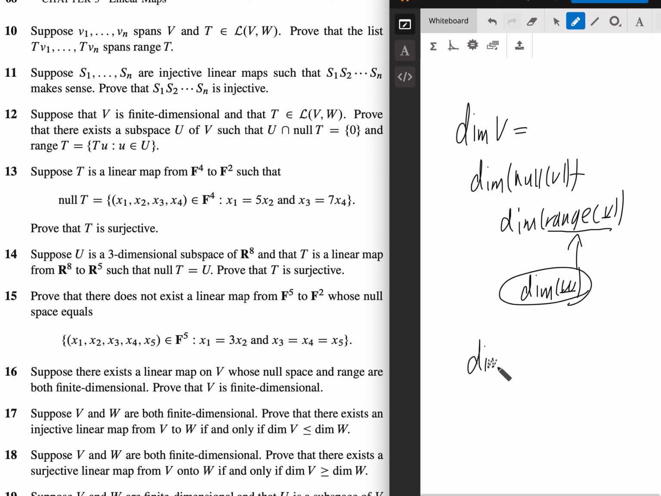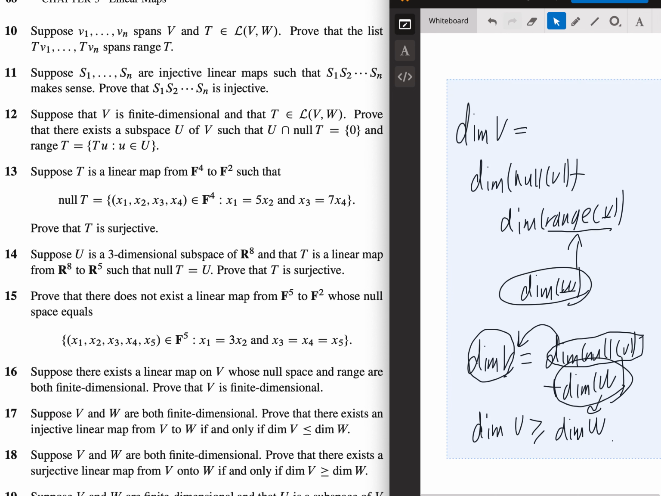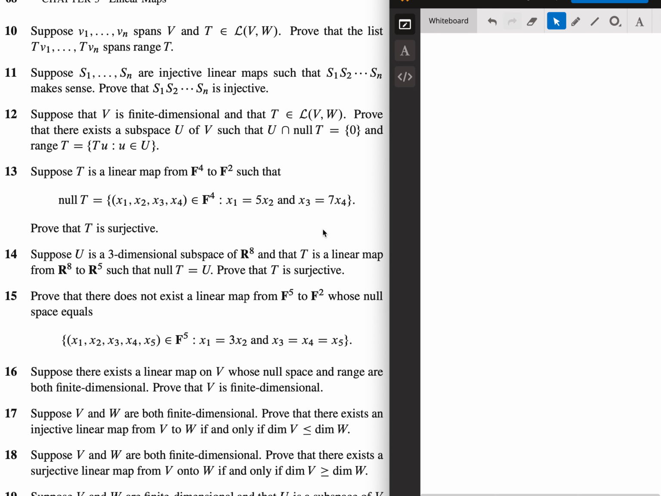So then dimension of V is equal to the dimension of the null space plus the dimension of W. And just looking at this, the dimension of the null space can't be a negative number, so dimension of V is at least greater than or equal to dimension of W. That makes sense, because if we subtract over here, then dimension of V minus a potentially positive or zero number is equal to this. So that's true, and it's just a reasonable thing in general.